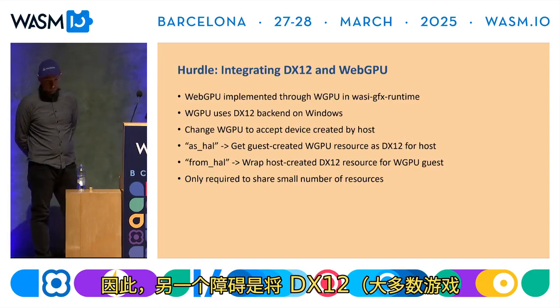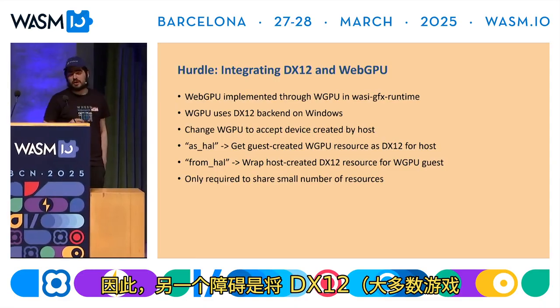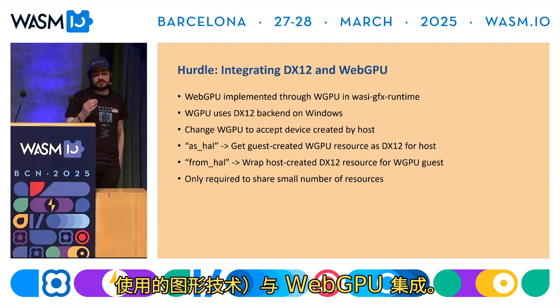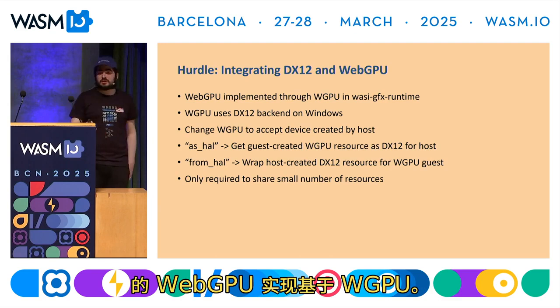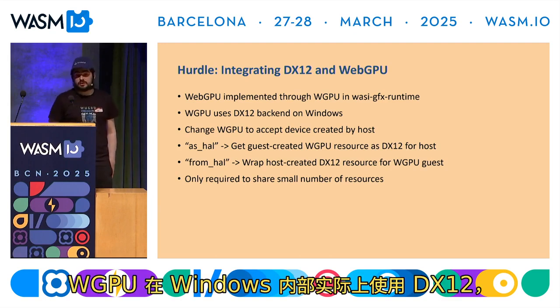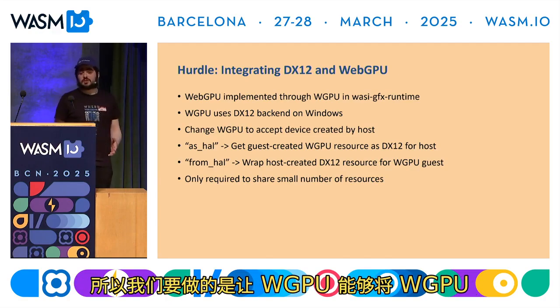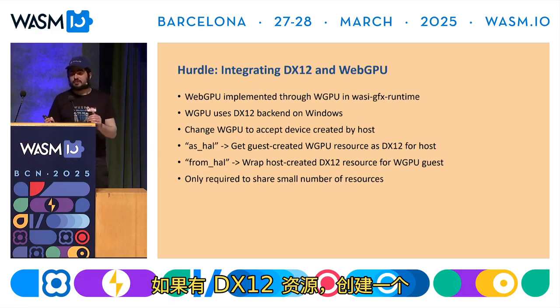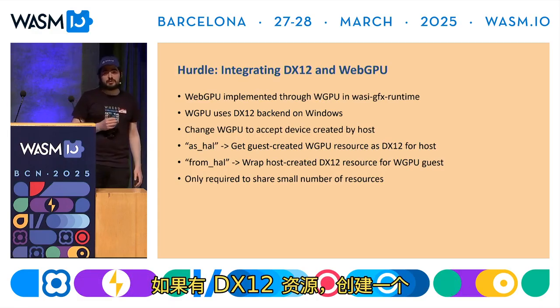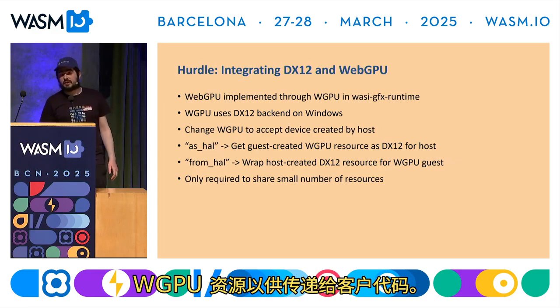So another hurdle is integrating DX12, which is the graphics API most games use, with WebGPU. Our WebGPU implementation in the wasi-gfx runtime is based on wgpu. wgpu internally on Windows actually uses DX12. So what we need to do is get wgpu to be able to convert from wgpu resources into the underlying DX12 resources, and vice versa. If we have a DX12 resource, create a wgpu resource for that. That way we can pass it to the guest.